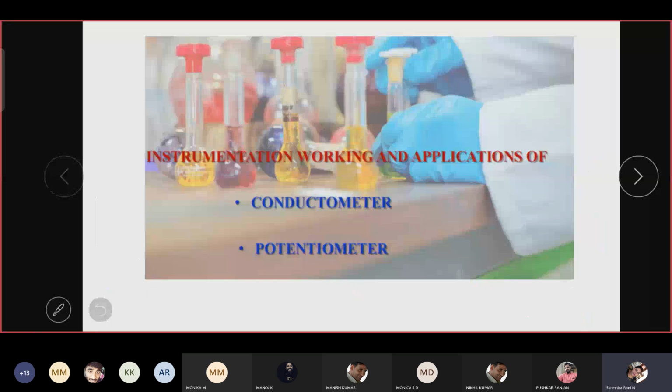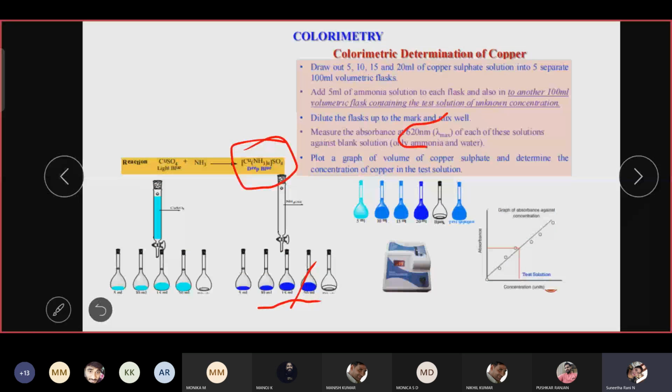Why do you get the dark blue color? Because of the formation of the cuprammonium sulfate complex. This dark blue color increases as the amount of copper increases in each standard flask. So this is the instrumentation part. The filter wavelength you select is 620 nanometers for the colorimetric experiment. So this is about colorimetry.